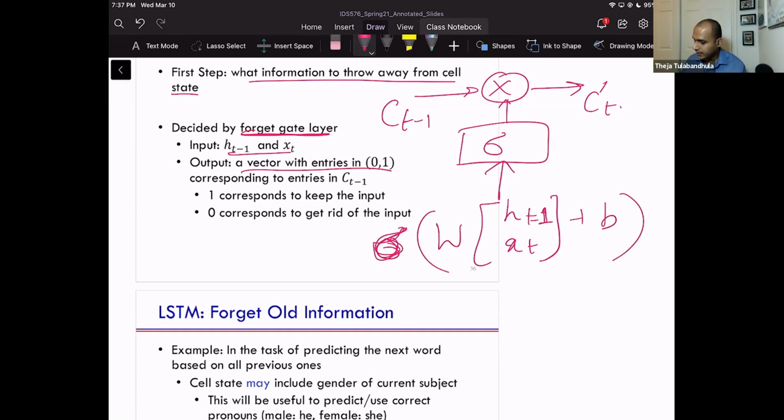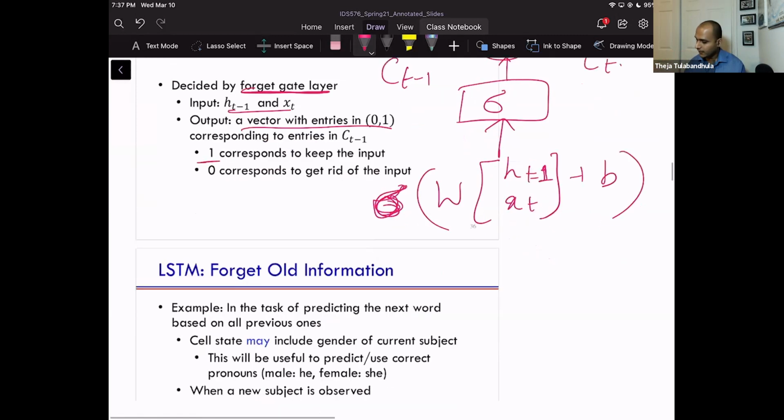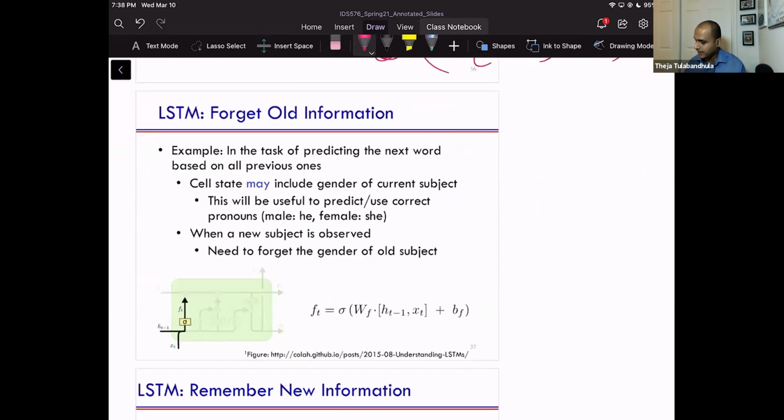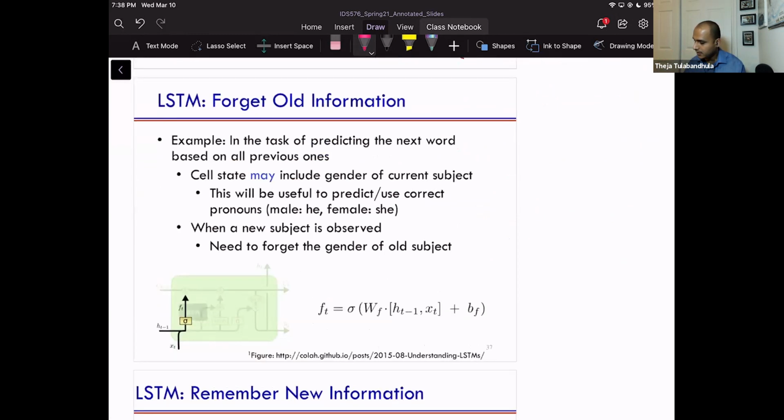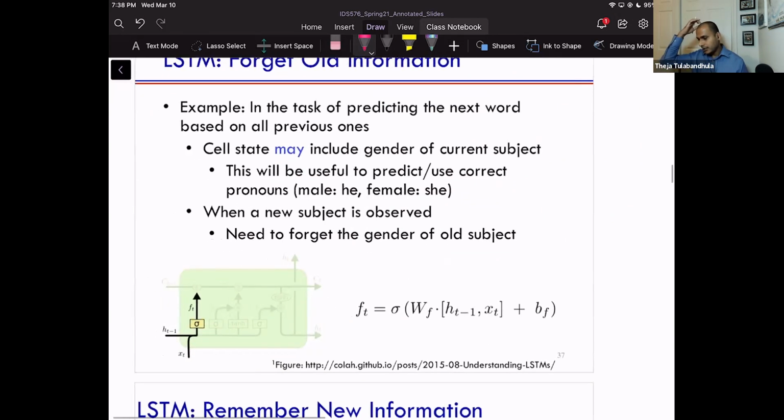And as I said, if some coordinate happens to be 1, then you keep that coordinate's input. So it just keeps that cell state coordinate value. And if it happens to be 0, you make that coordinate 0. And there's some interpretation. This is all interpretation of the computation that's happening, by the way.